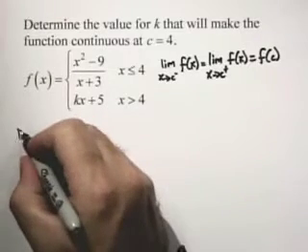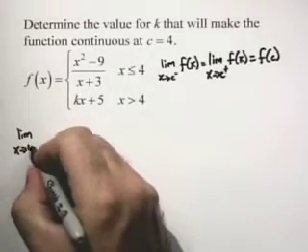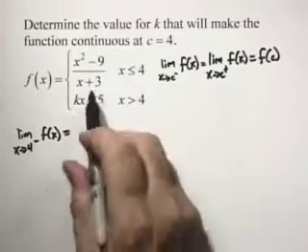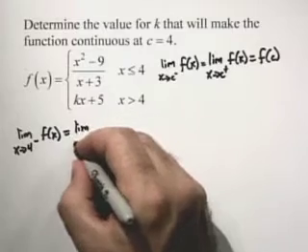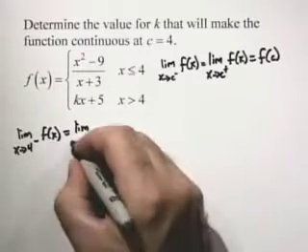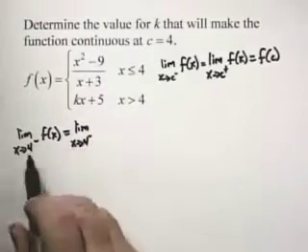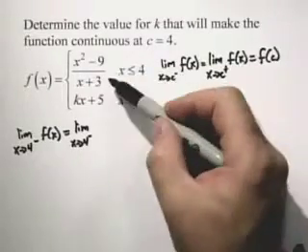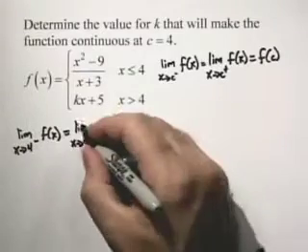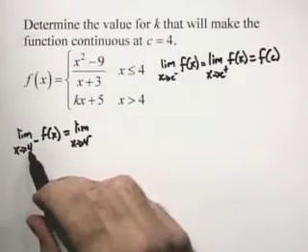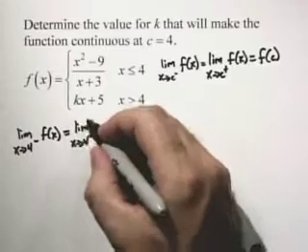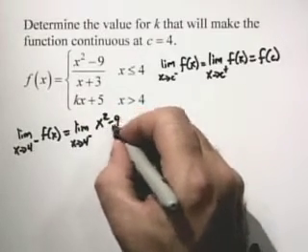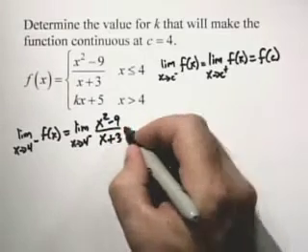So in this case, we want the limit as x approaches 4 from the left of f of x. And we have a piecewise defined function, so we need to check the values that we're going to be using in our limit. Since we're coming from the left, we're going to be using values for x that are less than 4, which means we need to use the first piece in our piecewise defined function. So the limit as x approaches 4 from the left of f of x will be the limit as x approaches 4 from the left of (x squared minus 9) over (x plus 3).